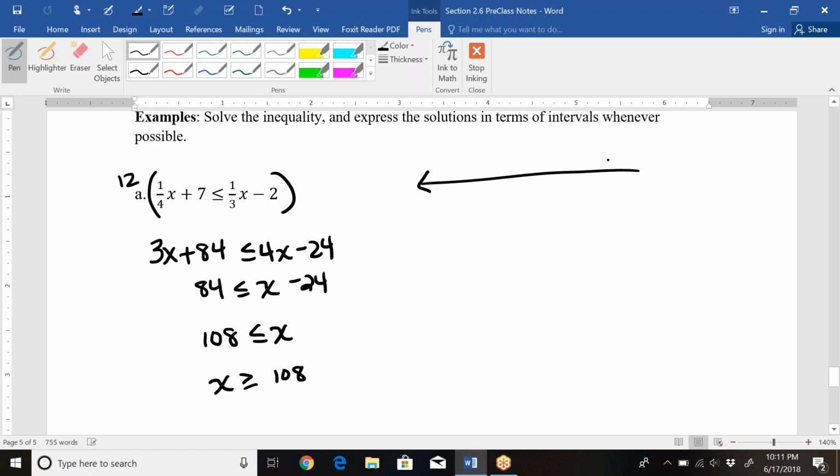If we graphed that, just so you can get a picture of what it's going to look like, that would be a bracket and then shade to the right. So interval notation is 108 to positive infinity.